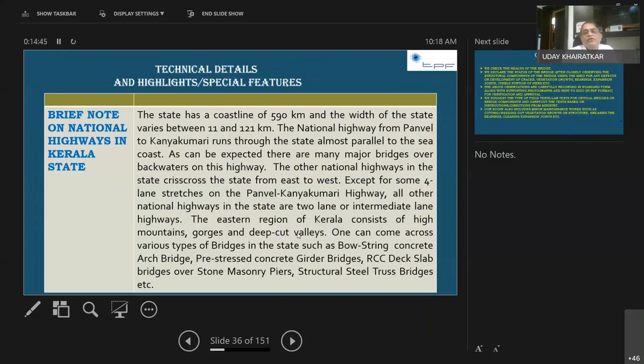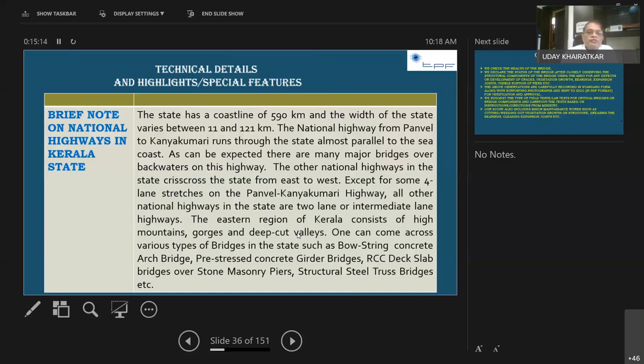Kerala has a coastline of 490 kilometers and the width of the state varies between 11 to 120 kilometers. Kerala, as we know, from north to south, is a narrow state. The width varies from around 11 kilometers to 121 kilometers, whereas the north-south length of the state is around 590 kilometers. The major highway that passes through Kerala is the Panvel-Kanyakumari highway, NH66 at present. Previously it was NH17.